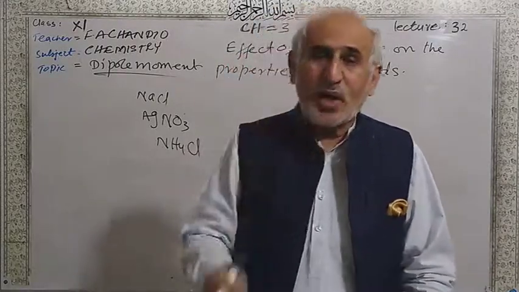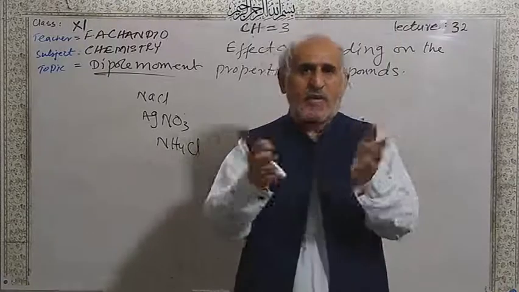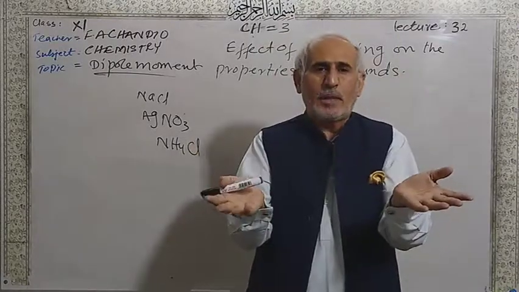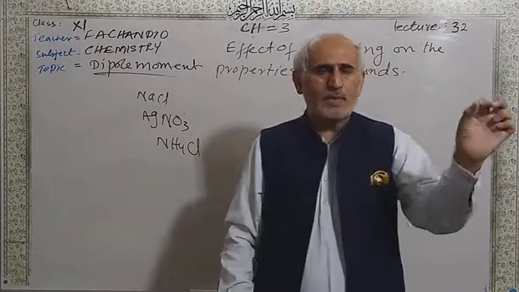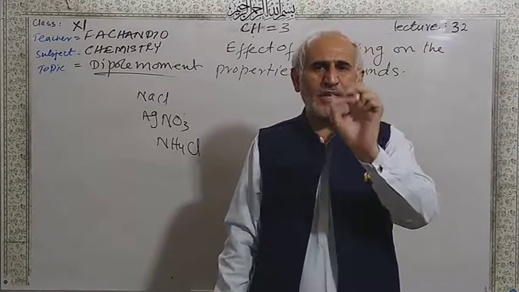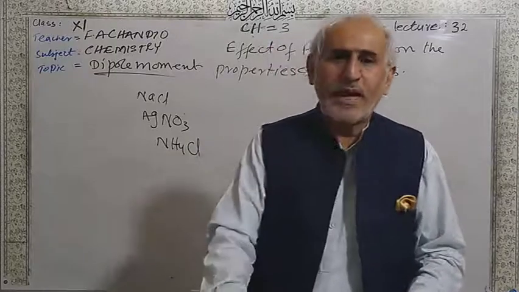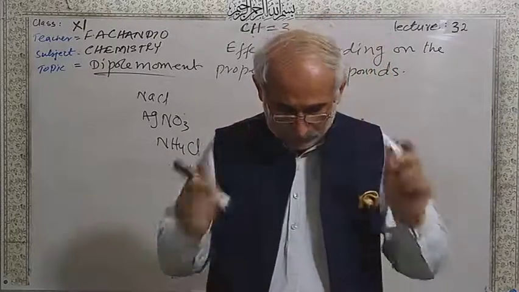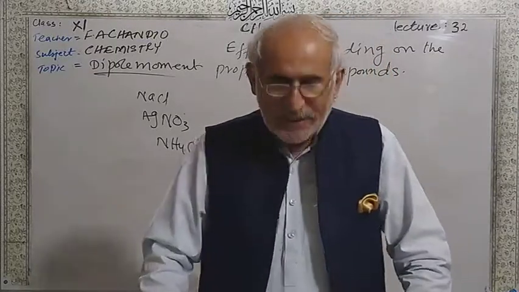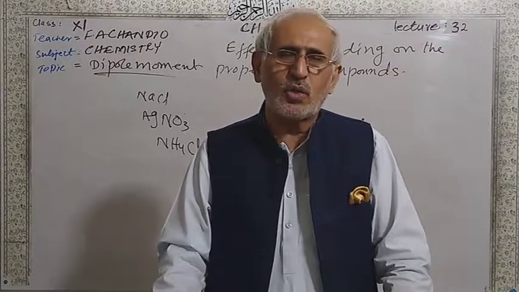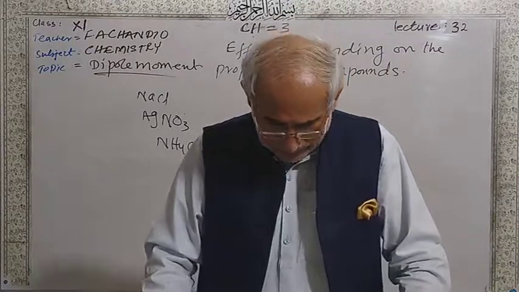Ionic compounds are non-directional in character because they have a three-dimensional shape, and the positive and negative ions have a fixed position in the crystal. There is no direction. So they are non-directional in character. Covalent compounds are directional in character because there is no three-dimensional arrangement like this.